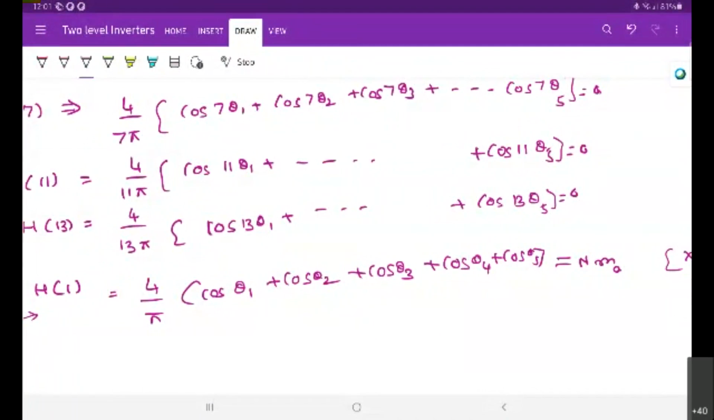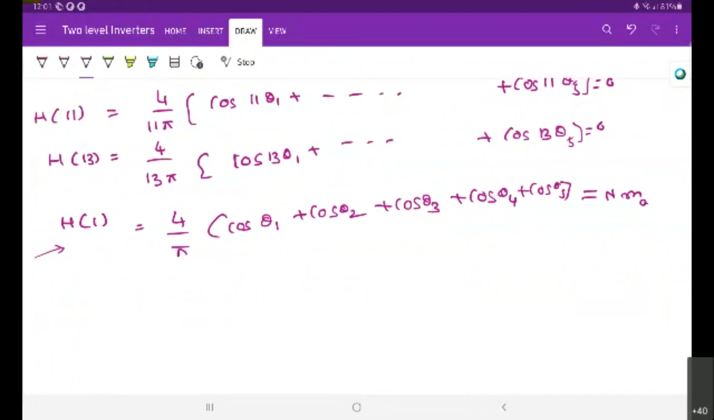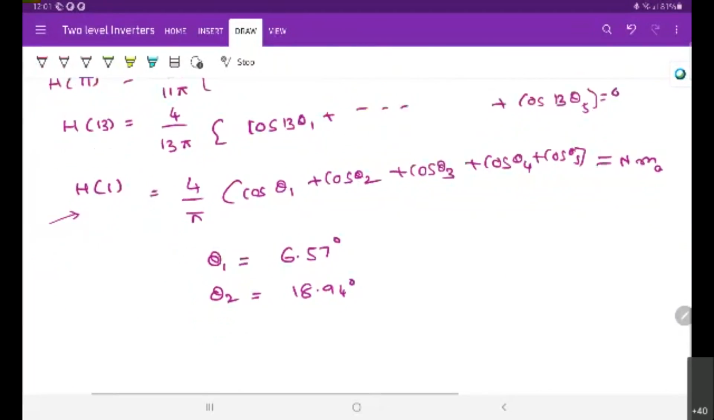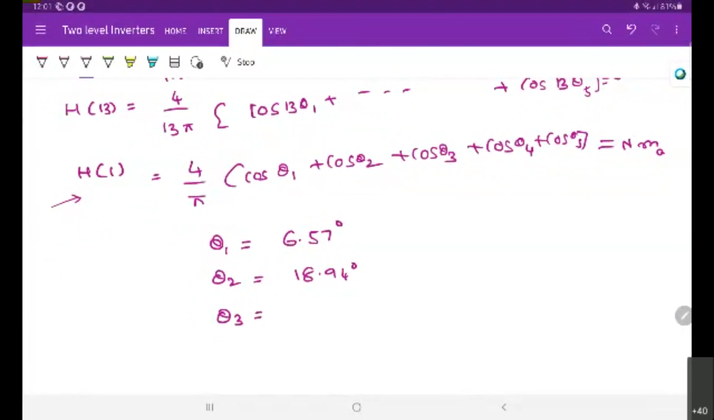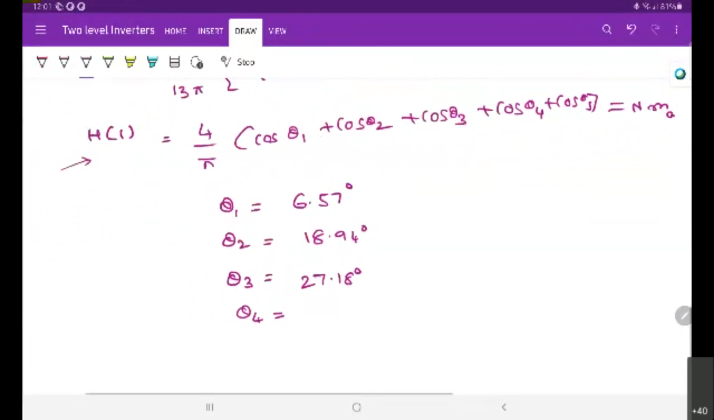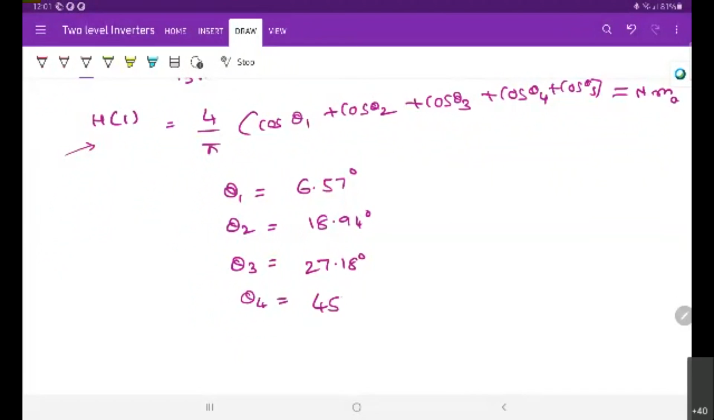Now we have these 5 equations. If you solve these 5 equations, you will get the different angles. In this particular case, if I solve this, you will get theta 1 around 6.57 degrees, theta 2 something like 18.94 degrees, theta 3 is 27.18, theta 4 is 45.45, and theta 5 is 52.24.